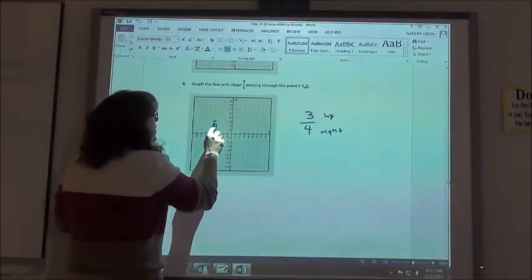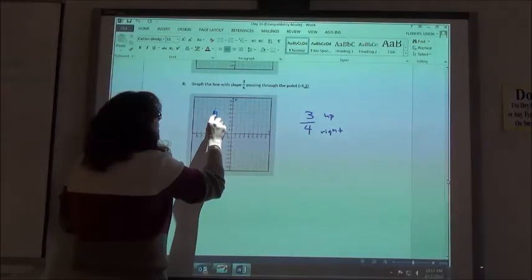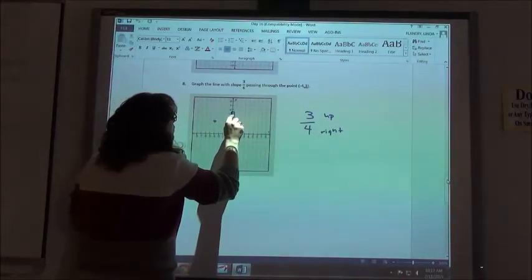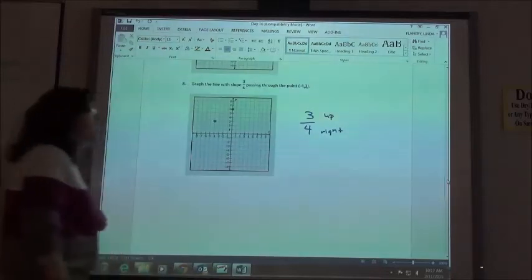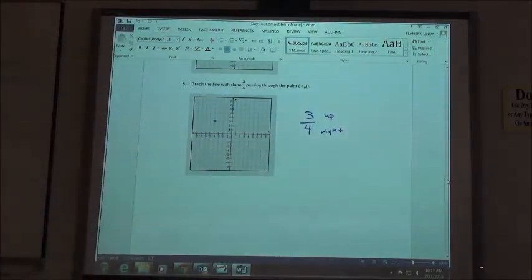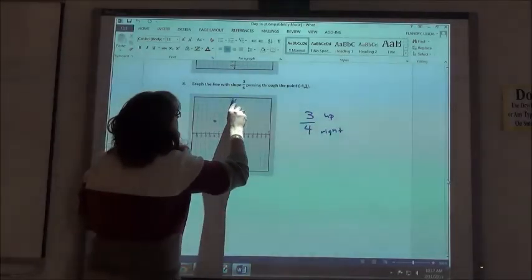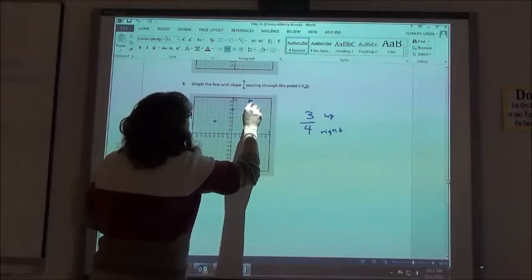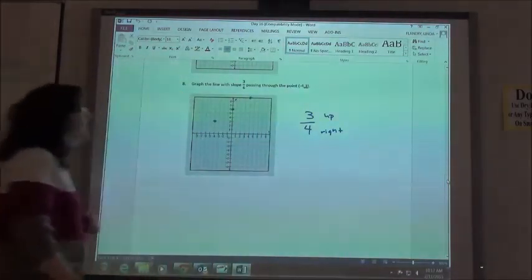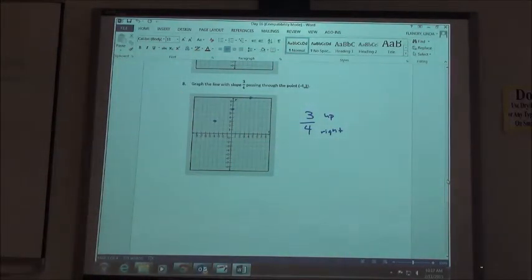So if I start here, I'm going to go 1, 2, 3 up, and 1, 2, 3, 4 to the right, and I end up right on the y-axis at 6. If I went up 1, 2, 3, and over 1, 2, 3, 4, then I'm way up on the top of my graph over there.